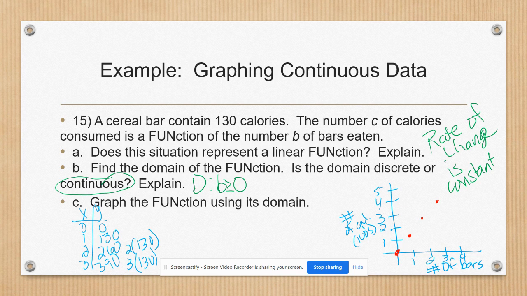And do we connect these dots? Yes, we do, because again, we can choose to eat a half a bar. We can choose to eat 3.99999 bars. Any amount of the bar that we want to, we can eat. Let's go ahead and have you try 16 and 17. Pause while you're trying it and then come back and we'll finish up our notes.